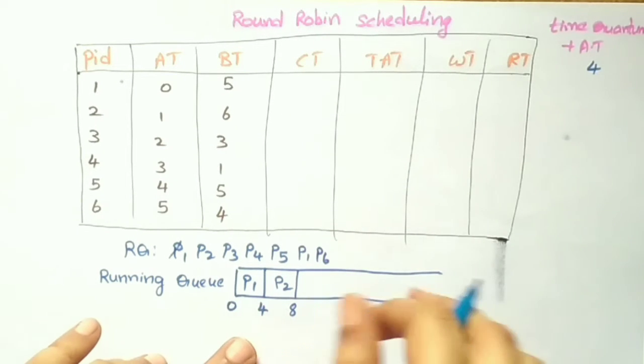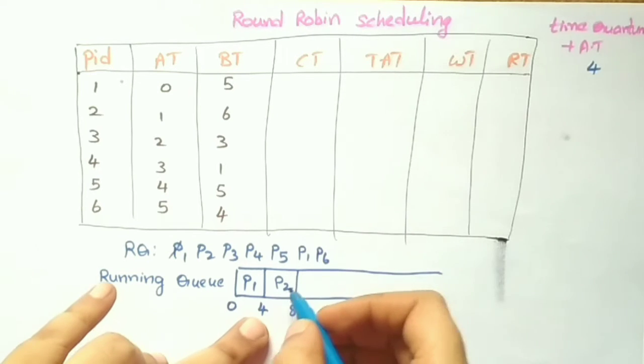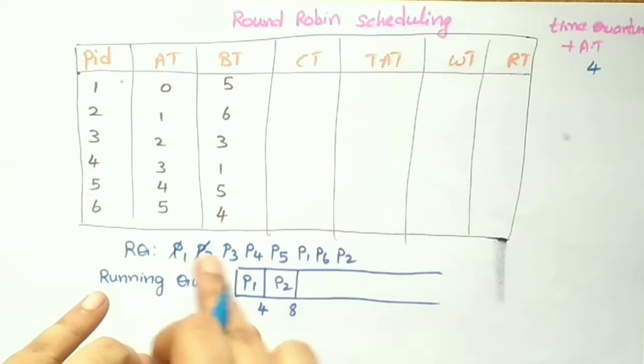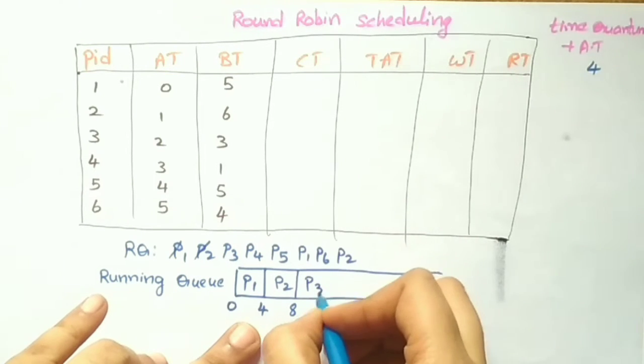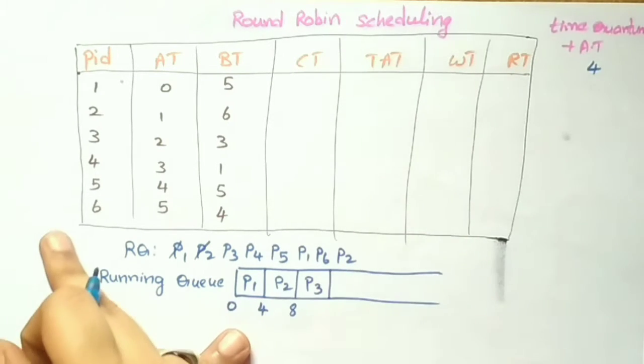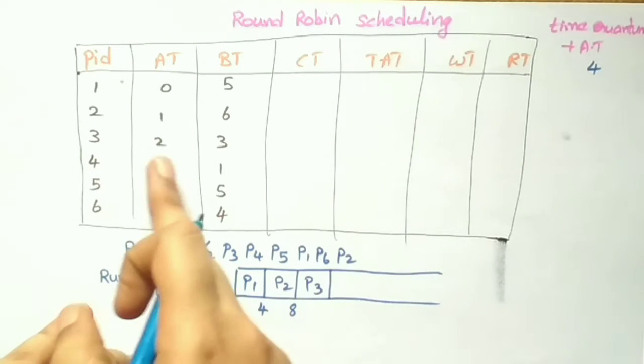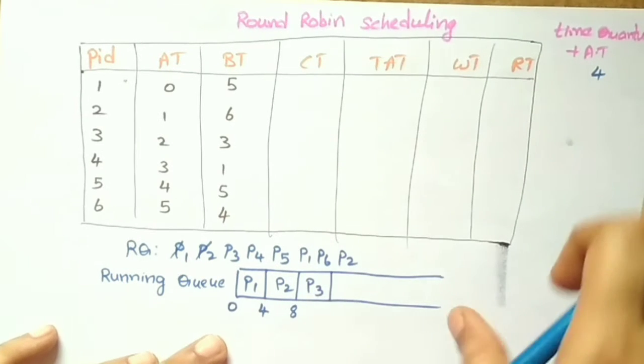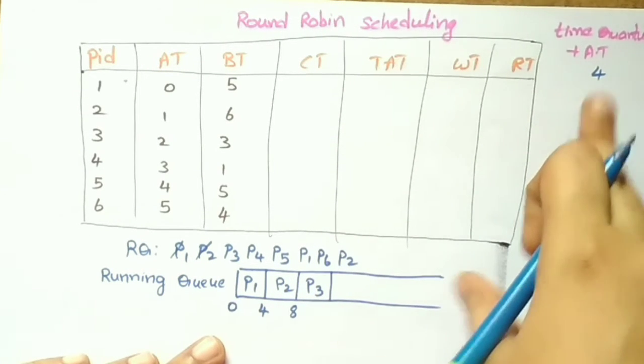Now we are going to swap out P2 and swap in P3, right? So what is the burst time of P3 here? 3, right? But the time quantum given here is 4.